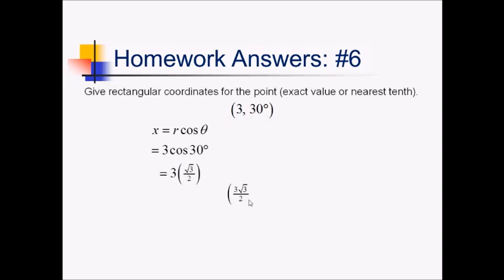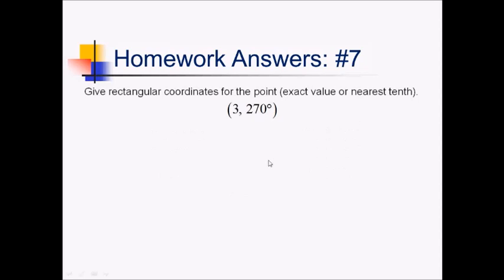coordinate. Now for the y value, we need to do y equals r sine of theta. So that's going to be 3 times the sine of 30. Sine of 30 is 1/2. So we have 3 times 1/2, or 3/2, for the y value there.